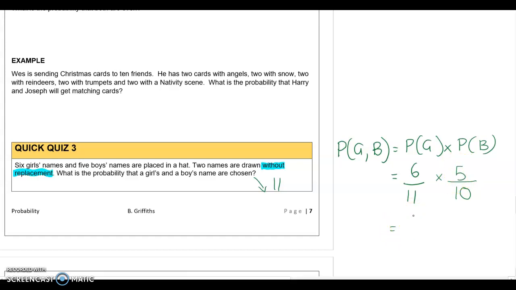Multiplying those 2 fractions, we get 30 over 110, which breaks down to be 3 over 11. So the probability that a girl's name and a boy's name are chosen is 3 out of 11.